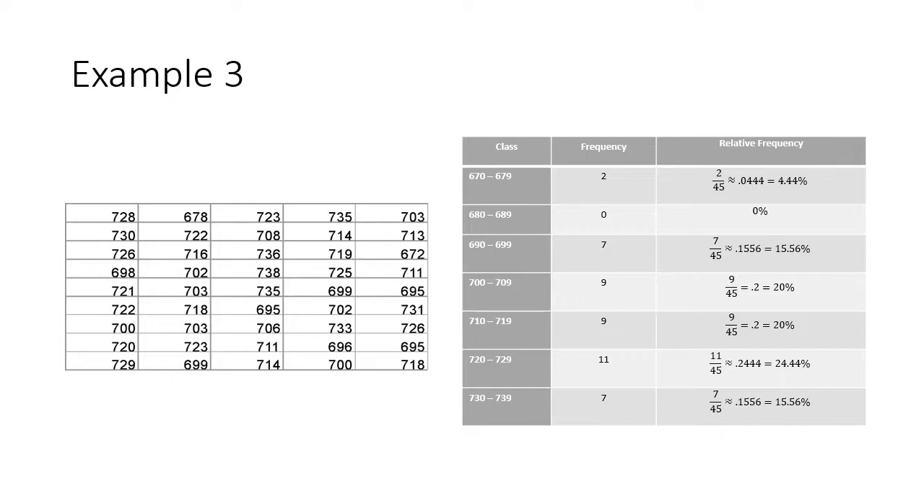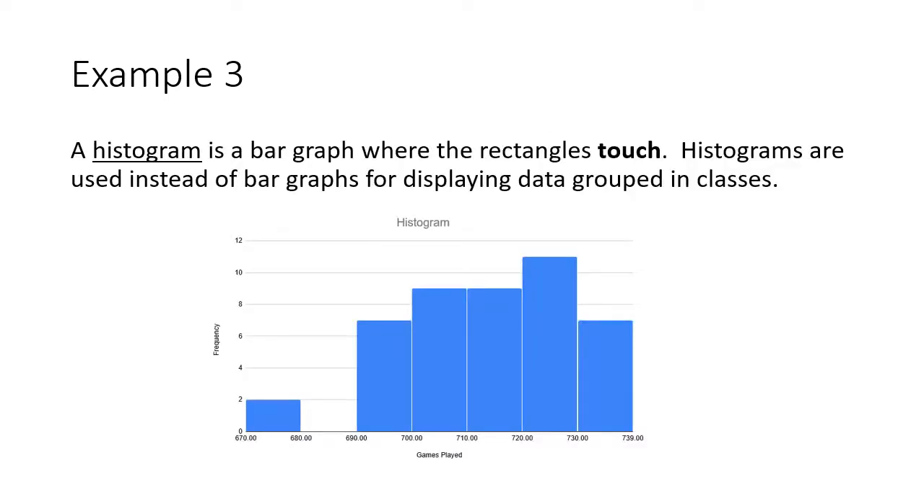Again, I grouped all the data using technology, so don't necessarily worry about this. But in that set of data, there were two numbers between 670 and 679. And we could figure out that the relative frequency was 0.04444, or 4.4%, and so on. Now from that data, I want to create a histogram. A histogram is just like a bar graph, but we want the rectangles to touch. Bar graphs should be spaced out more. Histograms should touch, and we use histograms anytime we're working with data that's grouped into classes.